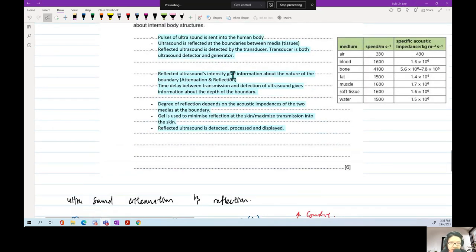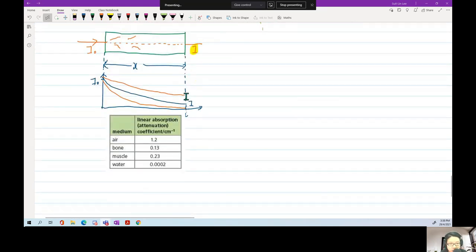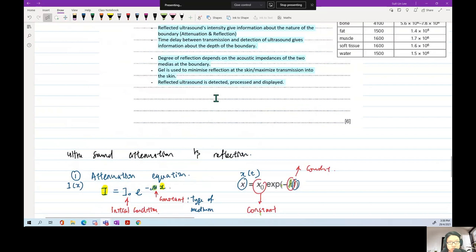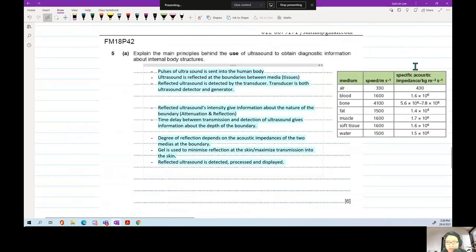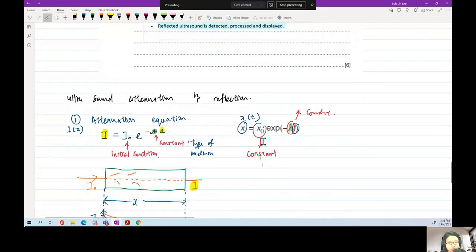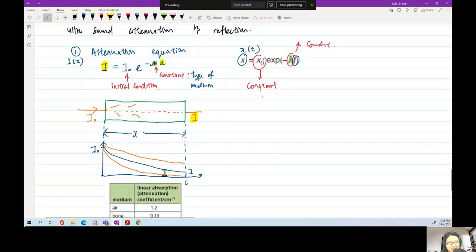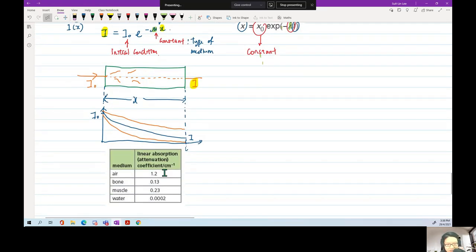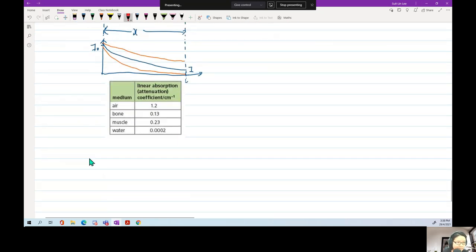Reflected ultrasound intensity will give information about the nature of the boundary. Different boundary, different tissue will absorb differently. Okay, so the second thing that happens to the ultrasound, besides having its intensity decrease because it travels into the body, is that it will undergo reflection. Okay, so the ultrasound is reflected.